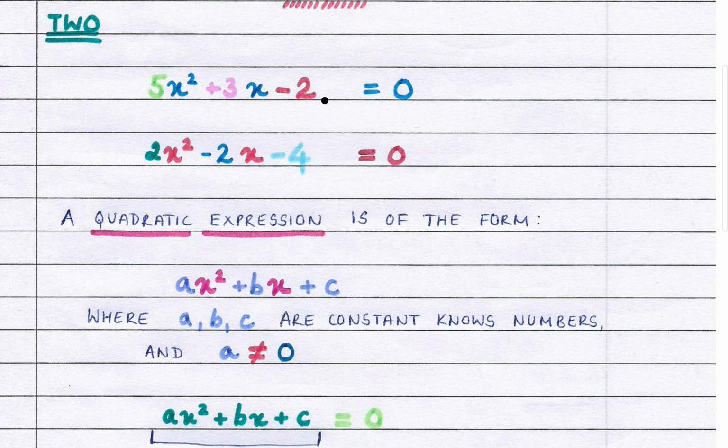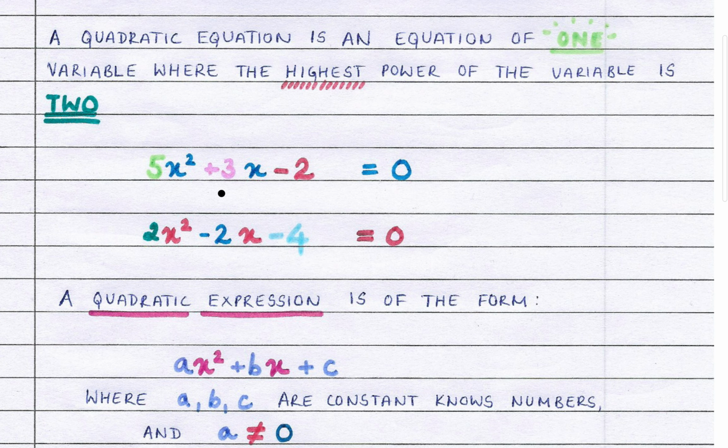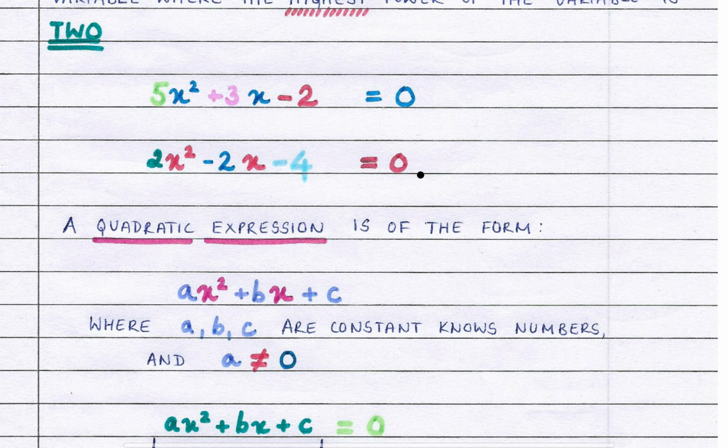5x squared plus 3x minus 2 is equal to 0. In this case, we know that this is an equation, and the only variable being used in this equation is x. The powers of x are x power 1 and x power 2. So because this equation has only one variable and the highest power of the variable is 2, we can say that this is a quadratic equation. The same goes for the second example as well. 2x squared minus 2x minus 4 is equal to 0. The highest power of the variable is 2 and the only variable being used is x.